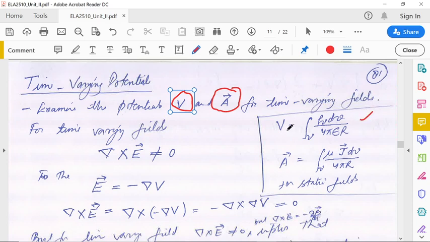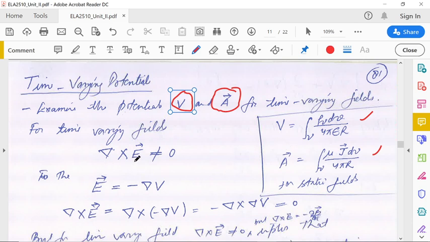One is for the electric potential V, which is given here, and another is for the vector magnetic potential, which is given here. And these two equations are for static fields. Now, in this lecture, we will see what the expressions of these potentials are when the fields are time varying.